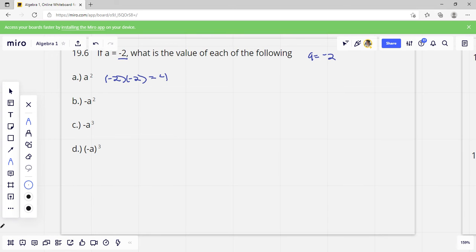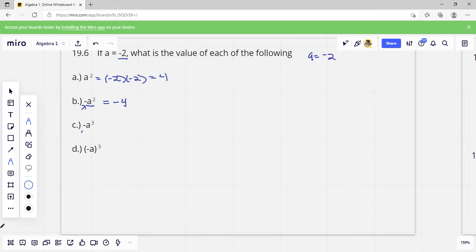Alright, this one wants negative a squared. So we're going to first need to figure out what a squared is, which we just figured out, that's 4. So this one would equal negative 4, right? Because it's the opposite of a squared.